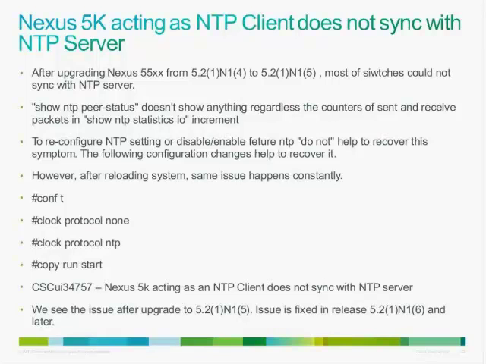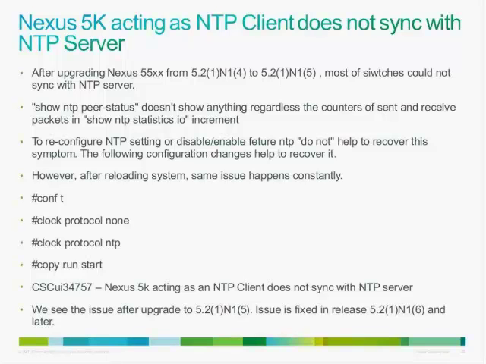The next one, again, now 5K acting as an NTP client. So suppose you have an NTP server out there on the network, and we are trying to sync with it. We have seen cases where your NTP is not able to sync. So if you look at show NTP peer status, it doesn't show anything. We don't see any send receive counters, right? So obviously, it's a software problem, right?